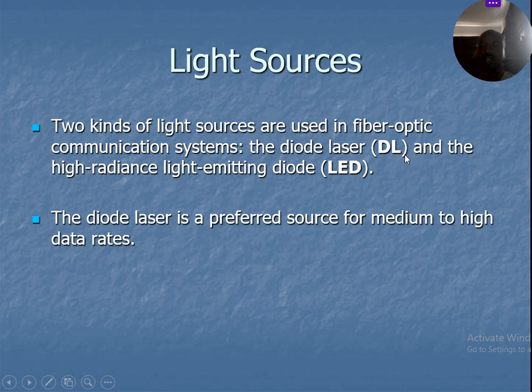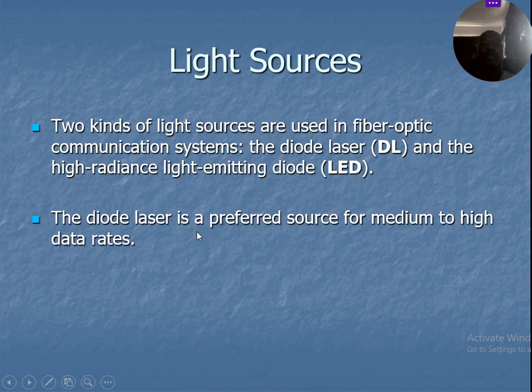It's not just called laser, it's called diode laser. And then the second one is the high radiance light emitting diode, LED. So these are the two sources of light that are fed into the optical fiber system. Is that okay? So the first aspect we're looking at is the source of light into the optical fiber cables, where the light comes from. They come from the diode laser and the very high radiance light emitting diode, LED.